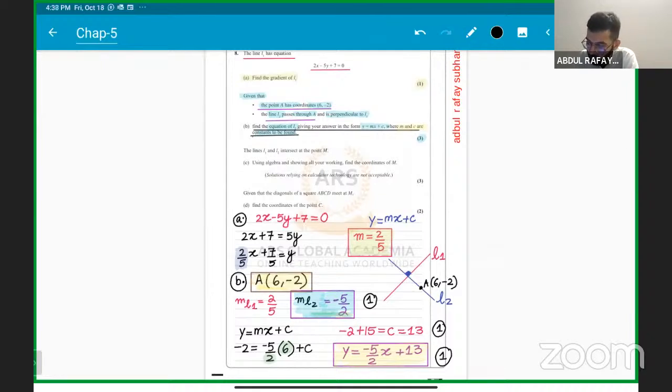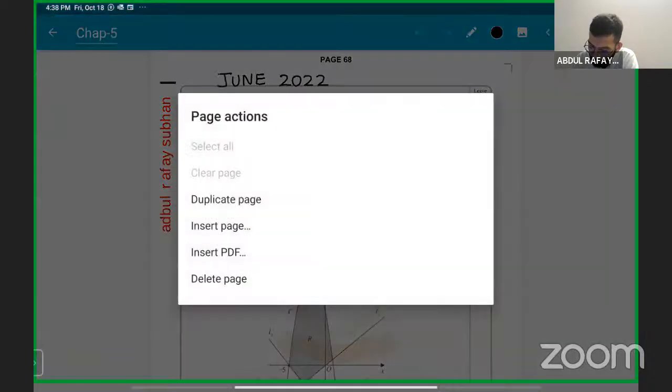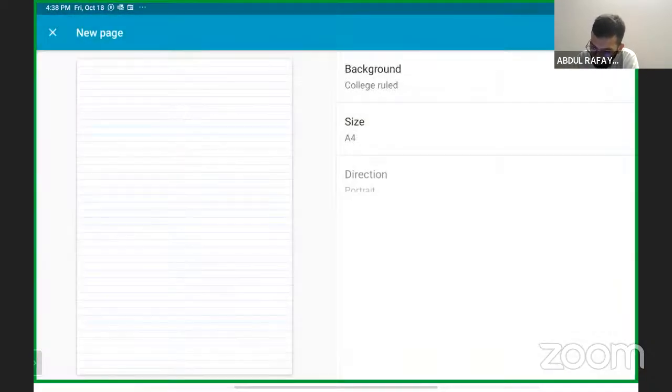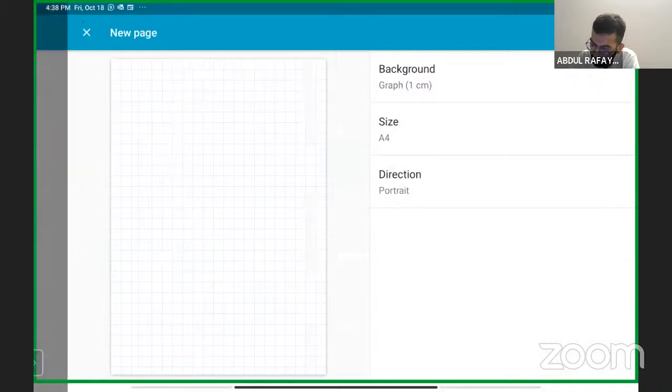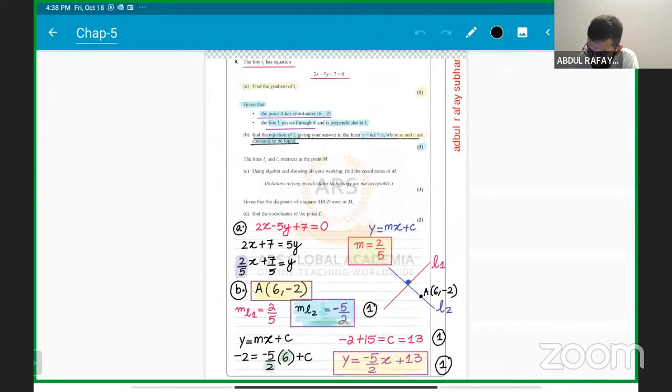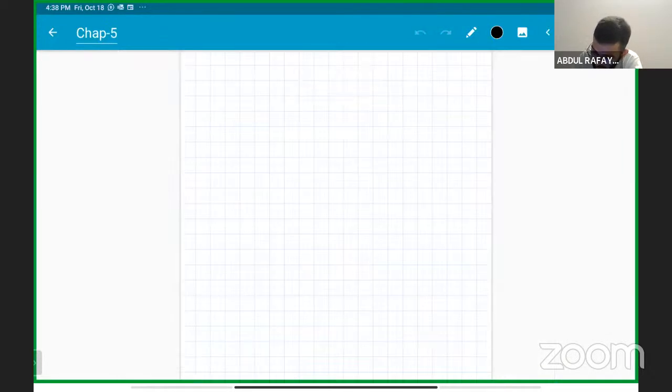Part A and B is done, which was definitely related to chapter number 5. Okay. Next is part C and D. Anyone, any questions, please ask. Okay. Moving forward, we have part C and D still left. So let's talk about part C and D. Very important and very good questions.